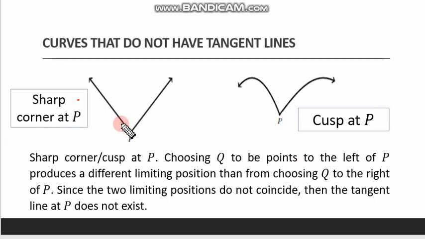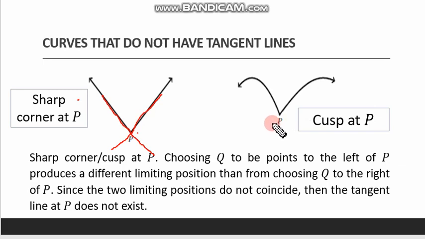You can see that if we evaluate it, at the left side this is the tangent line, while at the right side the tangent line is this one. So there are two different limiting positions of a tangent line from the left and to the right. Therefore, we do not have a tangent line. Again, a tangent line is unique at a certain point, but in this case there are two different limiting positions of the tangent line.